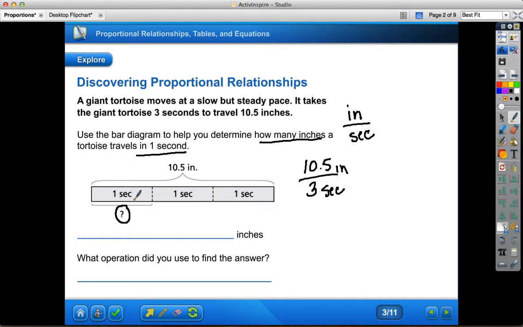In order to do that, I'm finding the unit rate. I need to get my denominator down to 1, which means I need to divide the top and the bottom by 3. I would get 3.5 inches on top to 1 second on bottom. So I know that in 1 second he can travel 3.5 inches. What operation do we use here to find our answer? In this case, we use division.